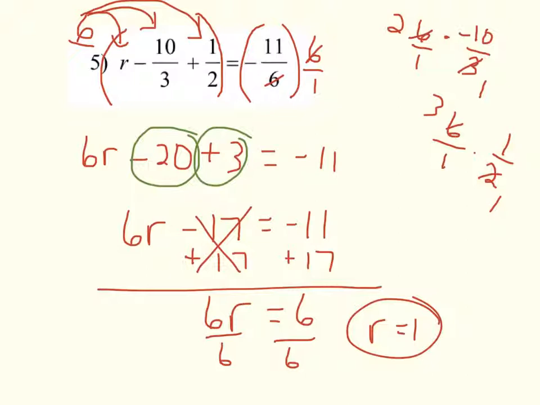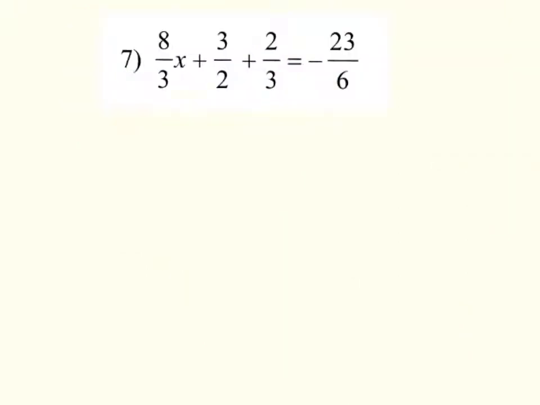All right, let's try another one. Okay, write this problem down. Now we have 4 fractions. 8/3 x plus 3/2 plus 2/3 equals negative 23 over 6. Again, I'm looking for a common denominator. The common denominator is 6. Multiply everything on the left by 6 and everything on the right by 6.